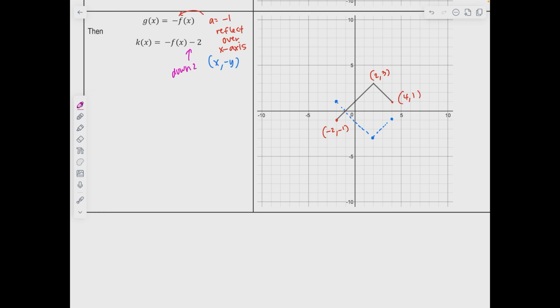So from my reflection, I go down 2 units, down 2 units, and down 2 units. So this will be my final spot, and this is my graph of k of x right there. Okay, g of x would be in the blue after the reflection, like that.